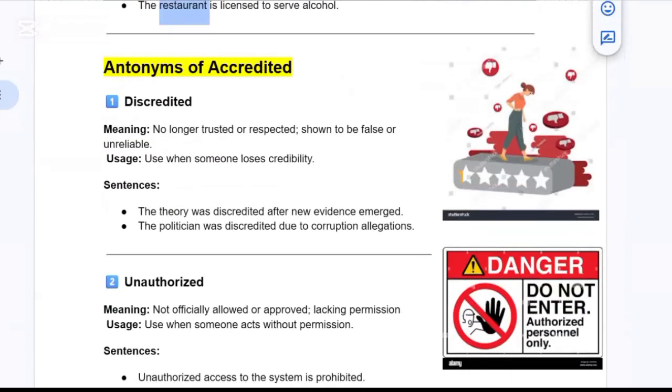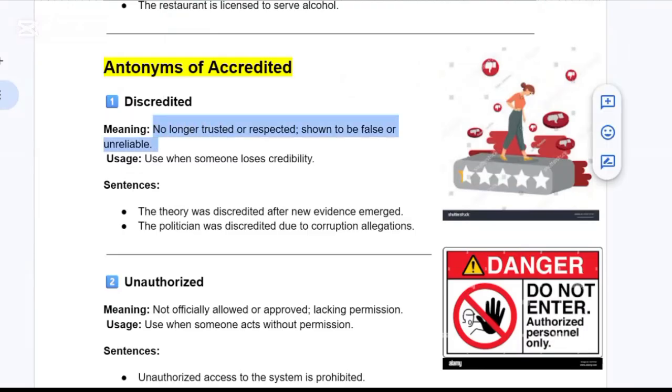Antonyms: discredited means no longer trusted or respected, shown to be false or unreliable.